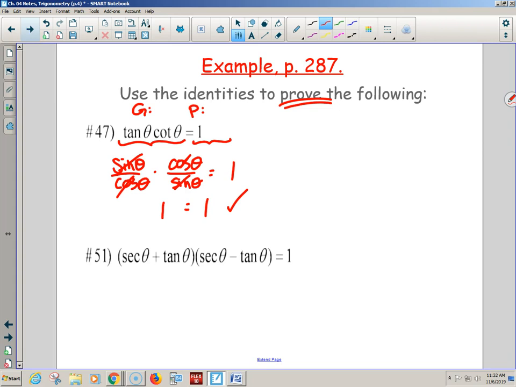Couldn't you also have used the reciprocal property, though? Couldn't you have also said that cotangent is 1 over tangent? Supposed to equal 1. Oh, yeah. Hey, look. 1 equals 1. You're trying to make the left side equal the right side and or the right side equal the left side. So, any ideas on the next one?